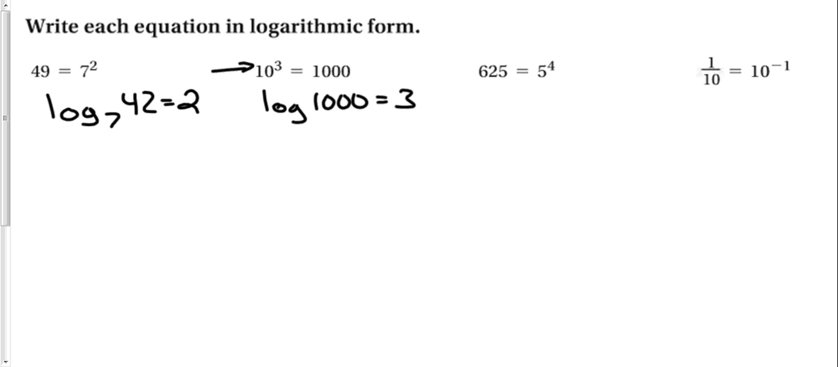I do not have to write a 10 if it's base 10. This is the log base 5 of 625 equals 4. The log base 5 of 625 is the exponent 4. Answers to logarithms are exponents. The log base 10, so I don't have to write the 10, of 1 over 10 is equal to -1. Okay?